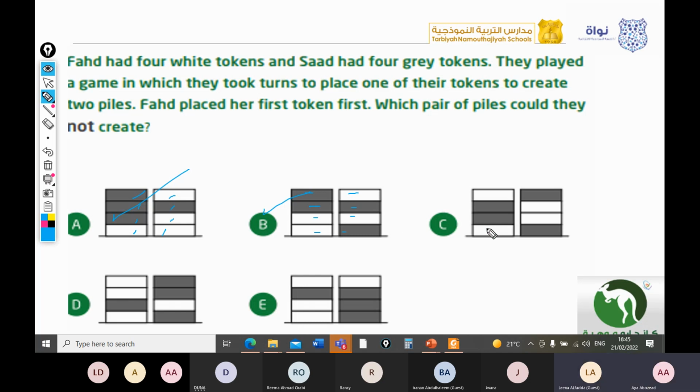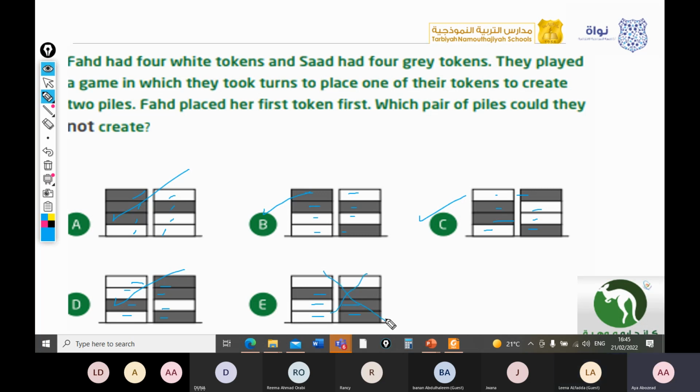Okay, now let's try C. 1 white, 1 gray, 1 white, 1 gray, 1 white, 1 gray, 1 white, 1 gray. So this is correct. D, 1 white, 1 gray, 1 white, 1 gray, 1 white, 1 gray, 1 white, 1 gray. This is correct. Now, 1 white, 1 gray, 1 white, 1 gray, 1 gray. Not 1 white, so we cannot create this.